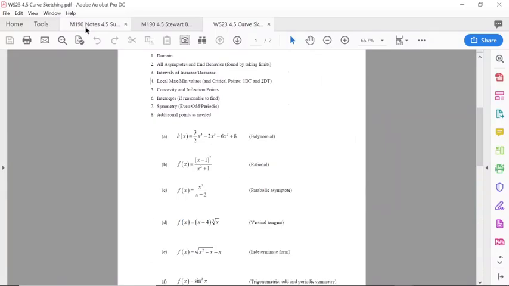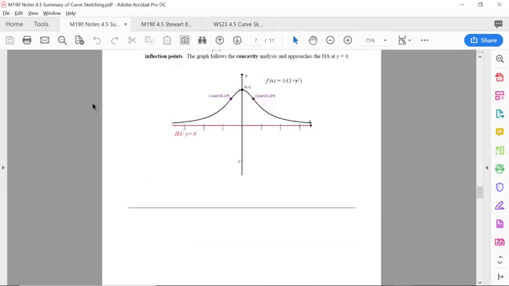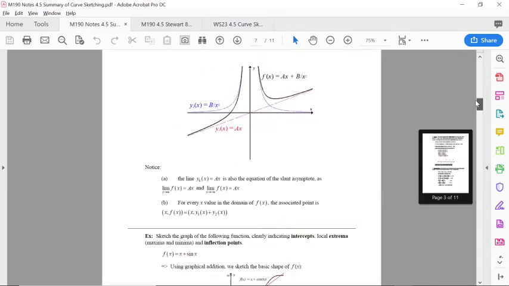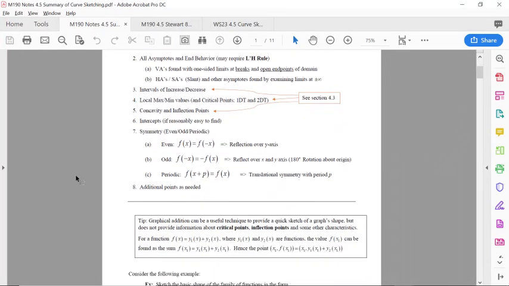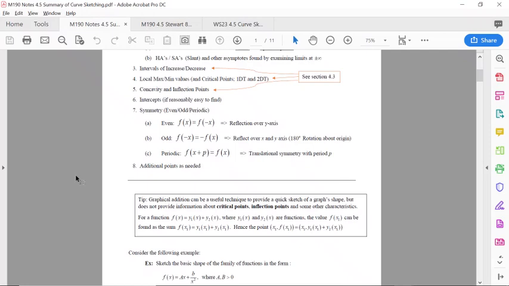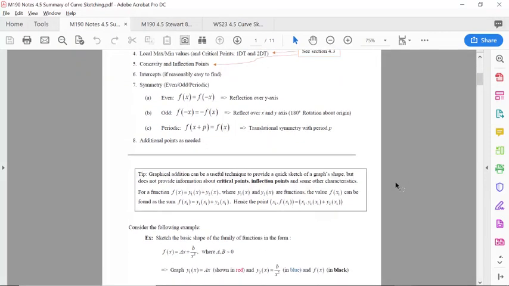Now, the other thing that I've included for you here are my typed notes that I constructed for you. We should start with that first and foremost. I give you the objectives of the section, and I give you my introduction along with some examples.